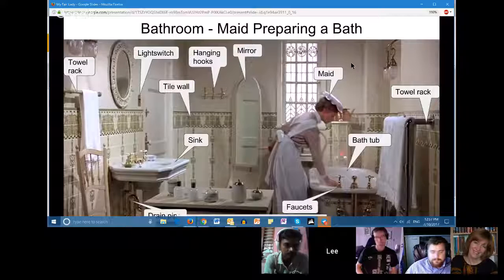Sink, faucets, towel racks, nothing interesting here. You can see the maid uniform, Yvonne, which is why your school uniforms look funny to me.